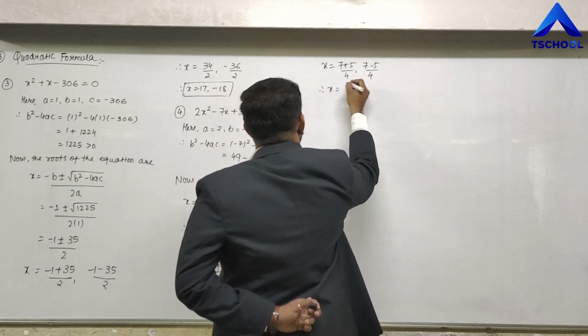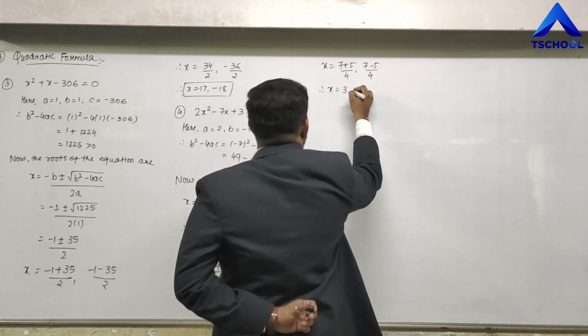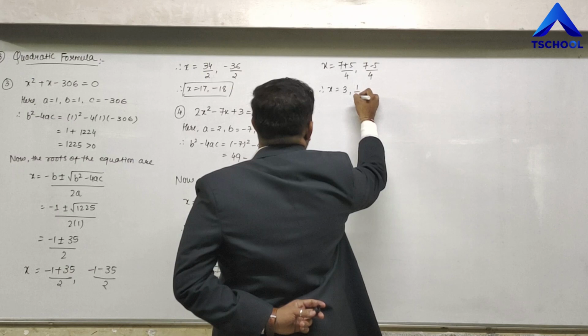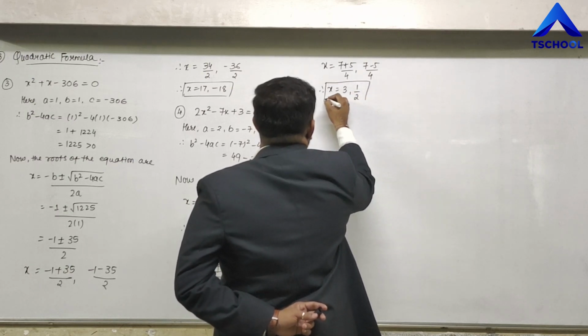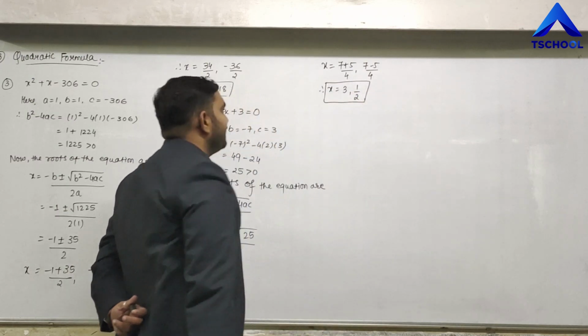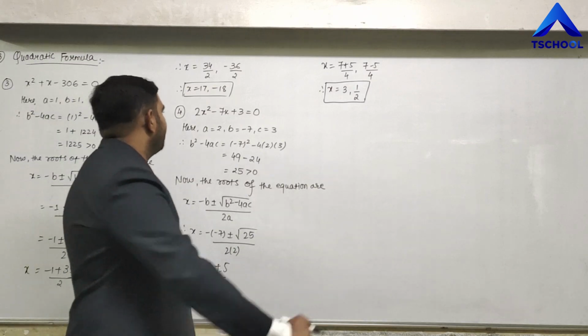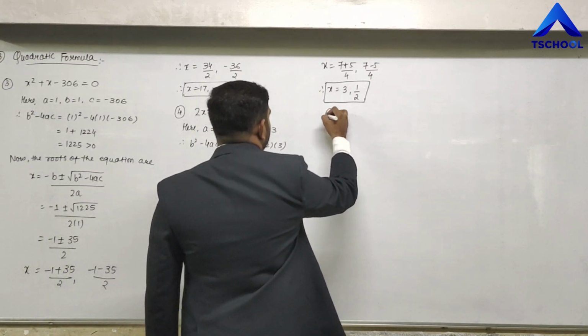Therefore, x is equal to 12. 7 plus 5 is 12, 12 by 4 is 3. And 7 minus 5 is 2, and 2 by 4 is 1 by 2. Is it clear? So we got the solution x equals 3, 1 by 2, or the roots of the given equation are 3 and 1 by 2. Is it clear, friends? So similarly, let us take one more example.